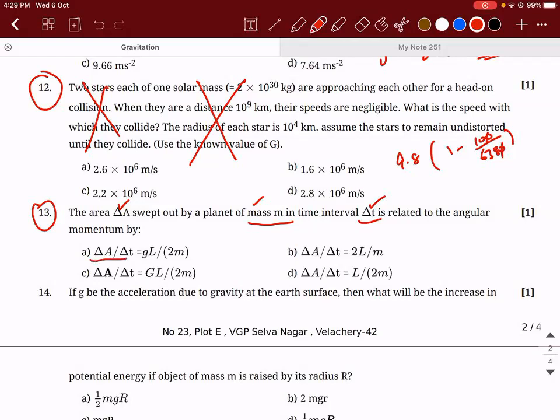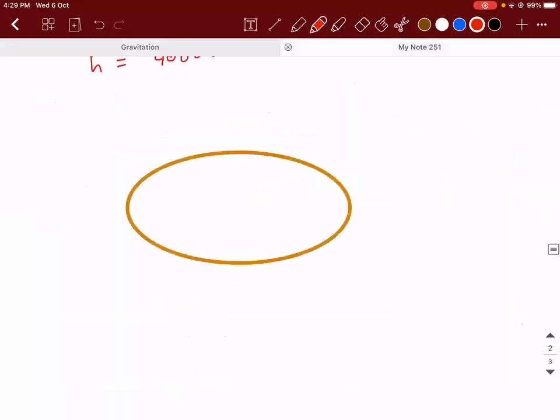Yeah, I asked what is delta A by delta t called as? It has an areal name, velocity, right? It's called as areal velocity. So now our job is to relate areal velocity to the angular momentum. So if the sun is here, let's say in time delta t, the area swept is delta A. Okay, so it will be something like this, and its velocity will be like this.